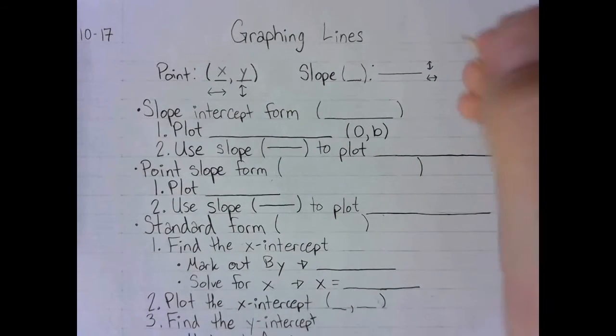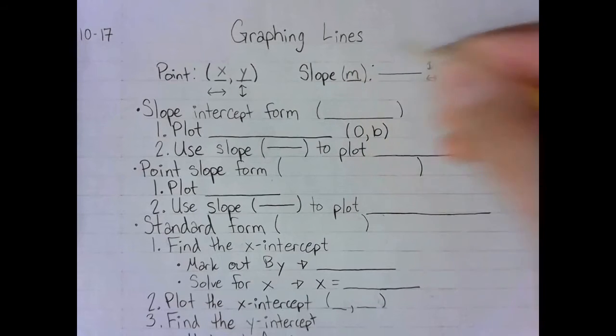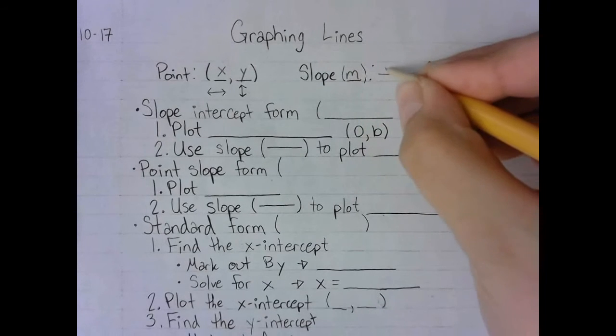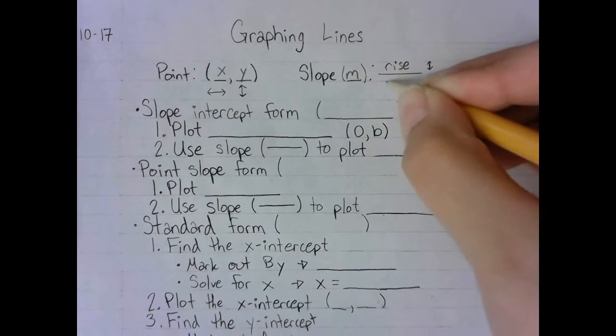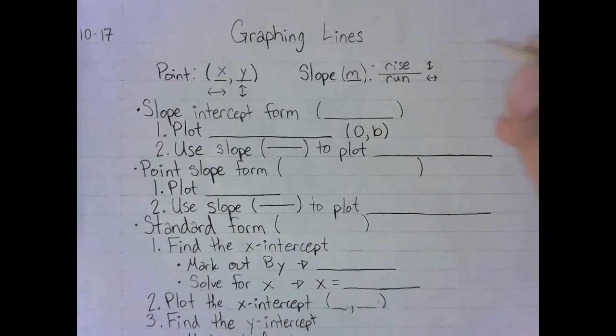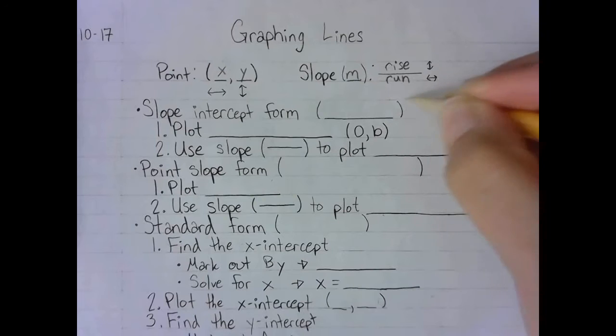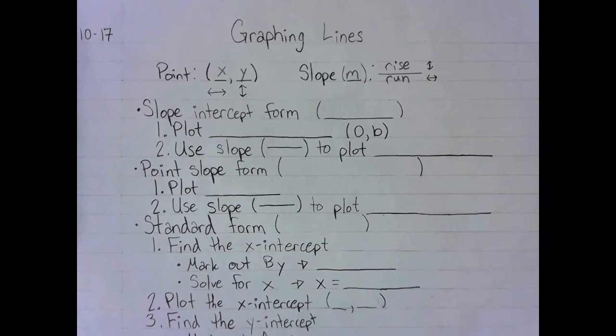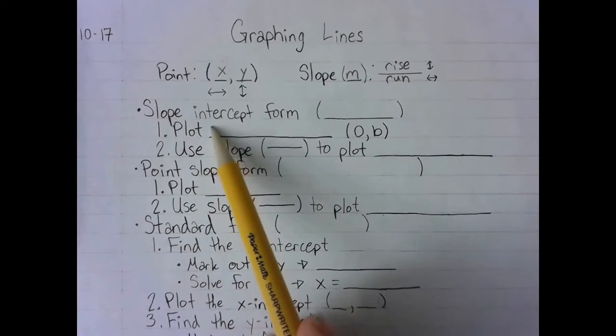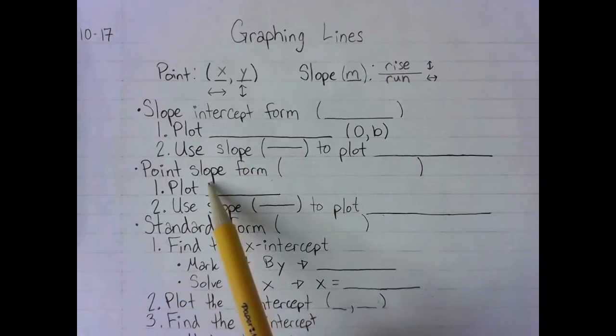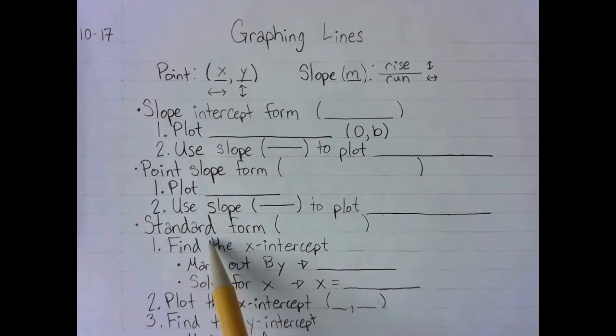Our slope, we like to represent slope with m. Remember, we call that the rise over run. Rise being how far up or down you go from one point to another, and run is how far left or right you go from one point to another. Now we have three ways we can write lines: slope-intercept form, point-slope form, and standard form. And there's different ways to graph depending on how you started your line.